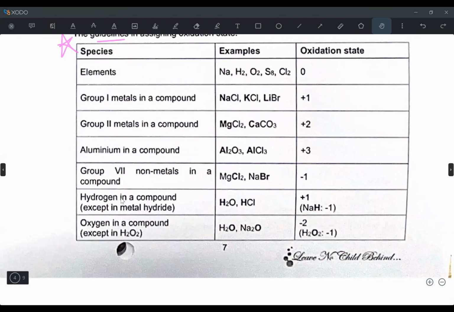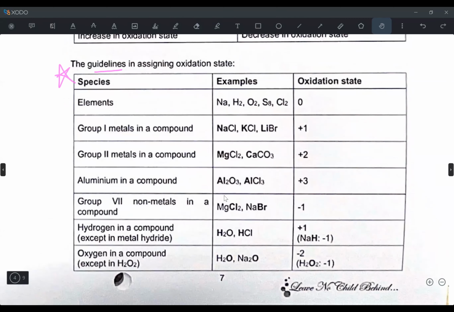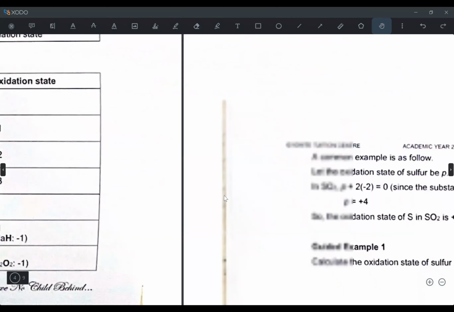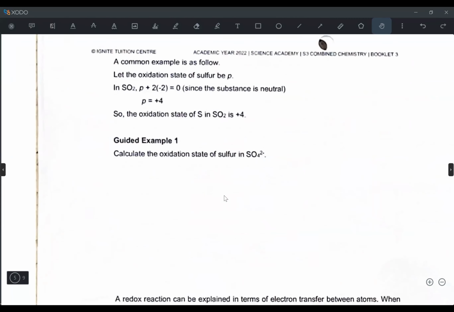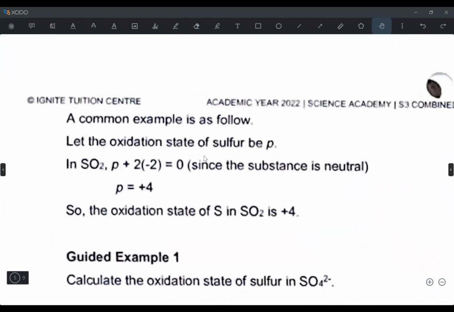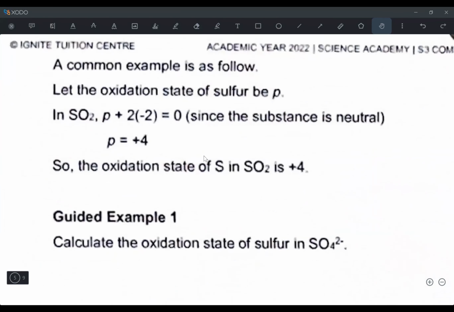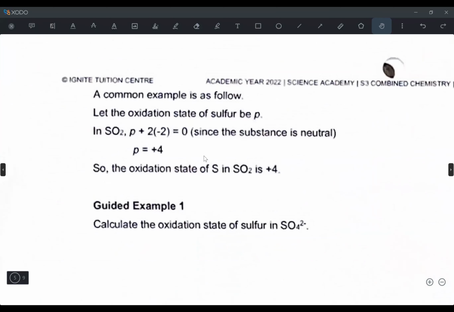Then hydrogen is usually +1, and oxygen is usually -2. But later we will see that. So just take note of this. Later I will show you how to determine it. Maybe I rewrite the example.